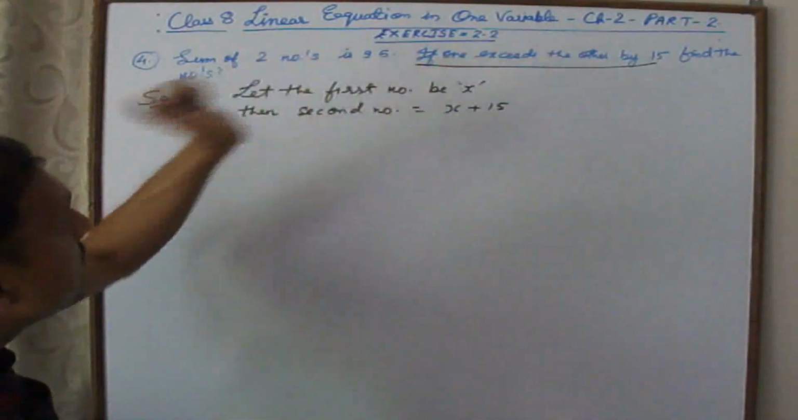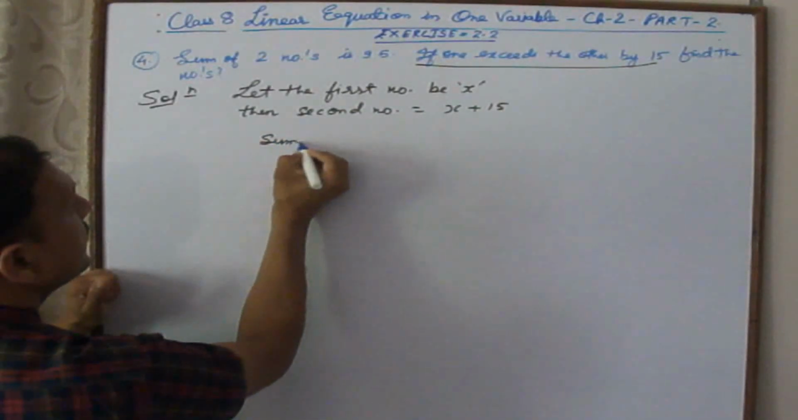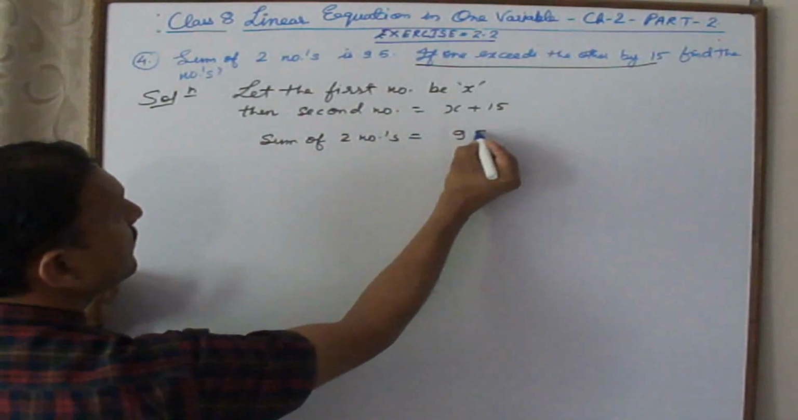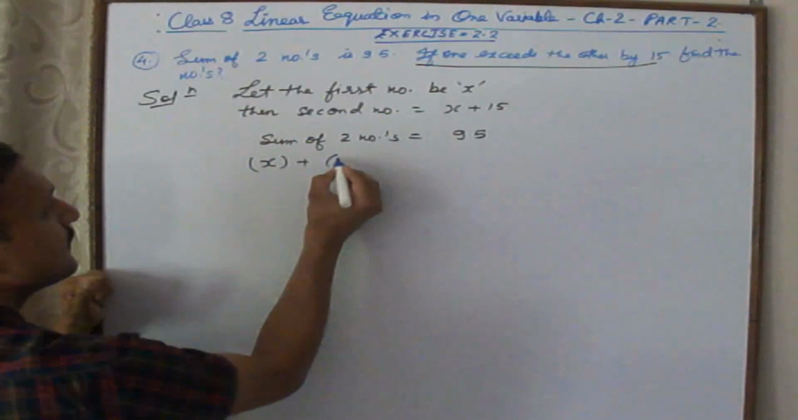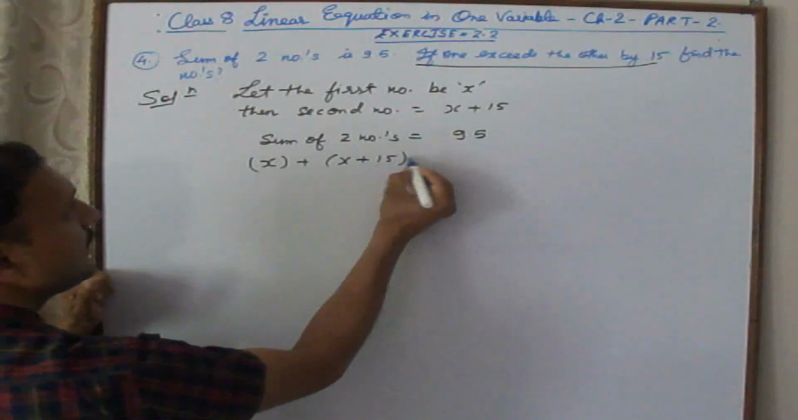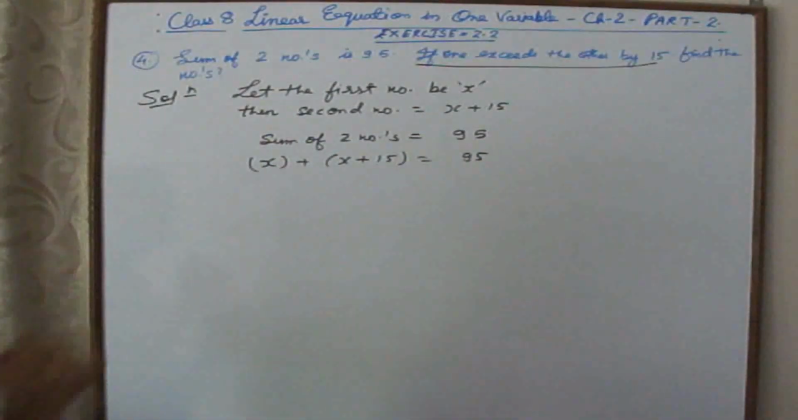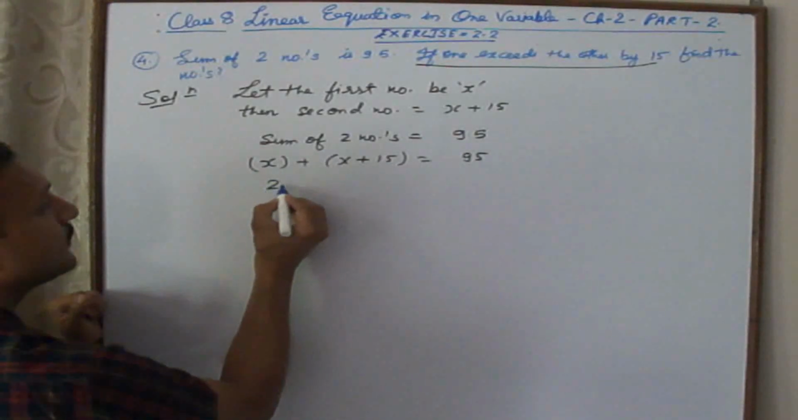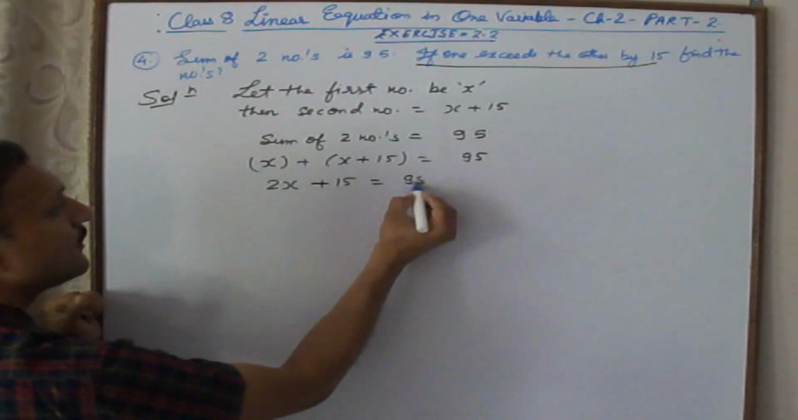Now the sum of two numbers is 95. First number x, second number x plus 15. The sum is 95. Finally we have converted it into an equation. Now let's solve. x plus x, 2x plus 15 equals 95.